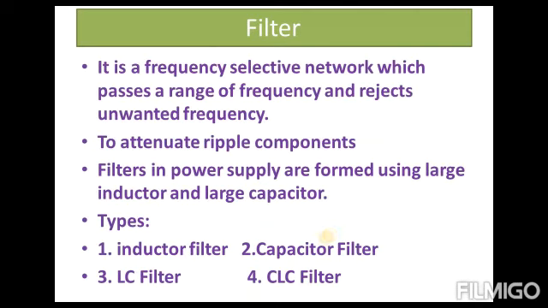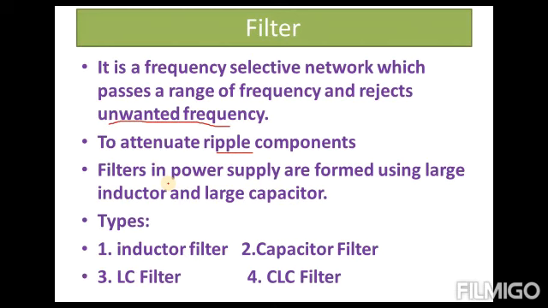Then we are moving with filters. What is filter means? It is a frequency selective network which passes a range of frequencies and rejects unwanted frequency. It is also used to attenuate ripple components. Generally, ripples are present at the output of a rectifier. In order to remove those ripples, we have to place these filters at the output of a rectifier.